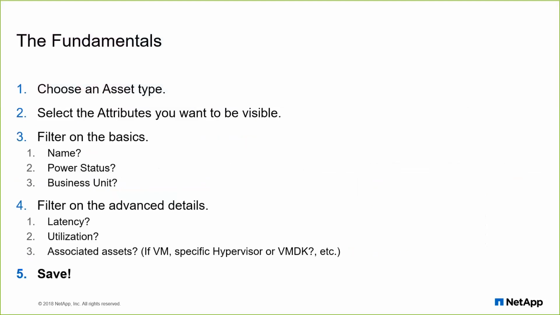Then you should go through and filter on the basics. So are you only caring about VMs that are on or off, things like that, or maybe things that only belong to a particular business unit. And from there, you can start drilling down on things like, I only want virtual machines that experience more than 10 milliseconds of latency and that sort of thing.